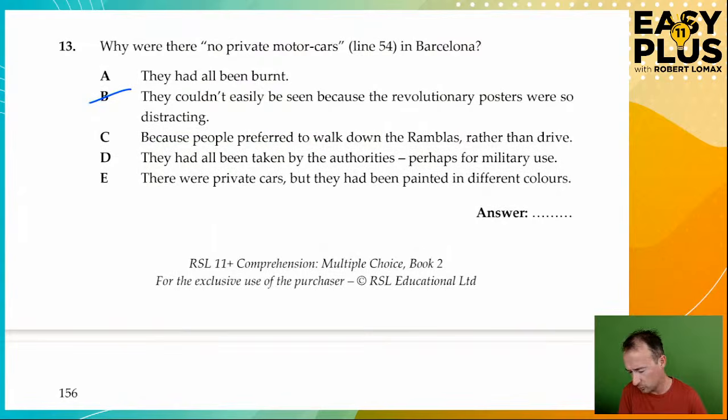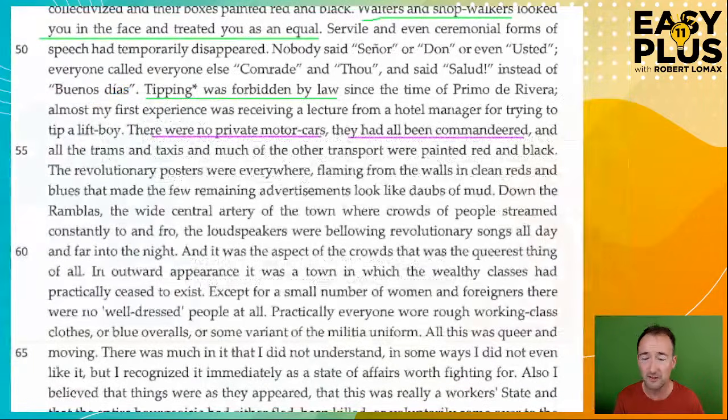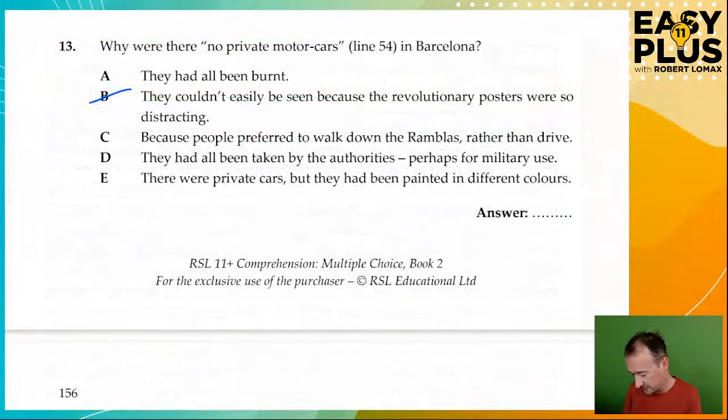Because people preferred to walk down the Ramblas rather than drive. Well, you can see in the text that the Ramblas is the wide central artery of the town. It's one place, the main street. So the fact that people preferred to walk down the Ramblas wouldn't really explain why there weren't any cars anywhere. That's like someone pedestrianises Oxford Street and suddenly everybody in London gets rid of their car. It doesn't make sense. They'd all been taken by the authorities, perhaps for military use. Need to think about that some more.